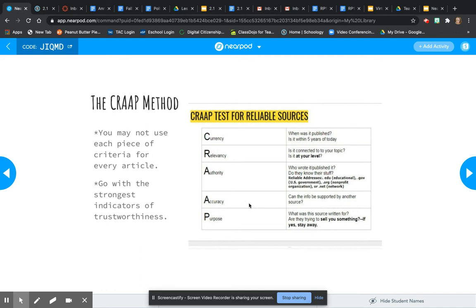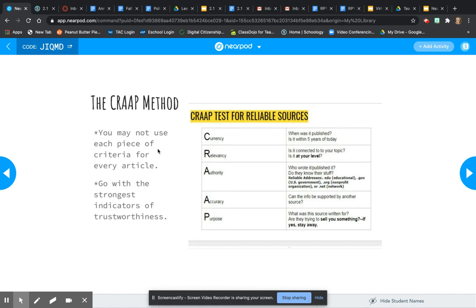Second A stands for accuracy. So can you find another source to back up what's there? Remember when we were using Wikipedia, we went into the references and could find other sources. You can do that process here. And finally, purpose. So what was this source written for? Again, if you see a lot of ads, they might be trying to sell you something and you want to avoid that.